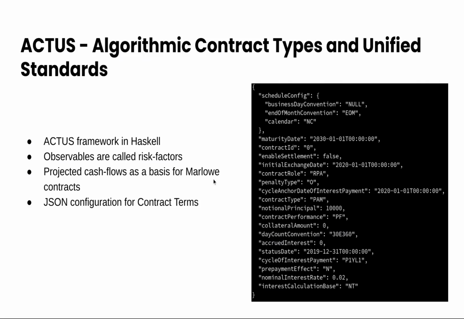In order to get the Marlowe contract from an ACTUS contract, the ACTUS framework generates the projected cash flows. Based on the projected cash flows, the framework generates a Marlowe contract. An ACTUS contract is specified by a JSON configuration file, as indicated in the snippet on the side. The contract type is also just a configuration parameter, as you can see in the example where the contract type is set to PAM.